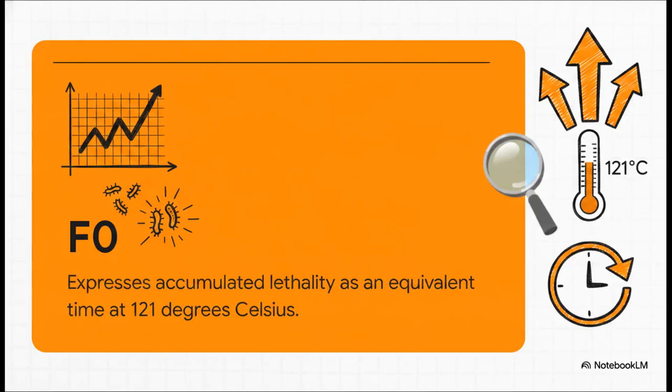Which brings us perfectly to F0. Let's put this in plain English too. F0 takes your entire fluctuating temperature-time profile from your cycle and mathematically integrates it into one single lethality number. It essentially expresses all of that variable heat as an equivalent time spent exactly at 121 degrees Celsius. And because microbial death accelerates exponentially with heat, any temperatures above 121 contribute massively to your F0 score.